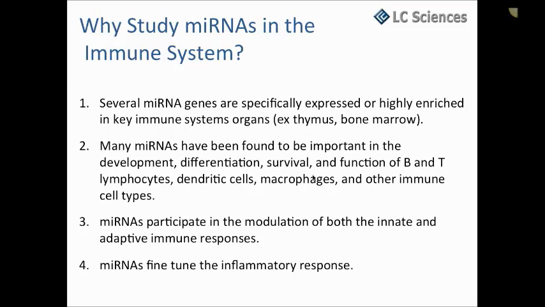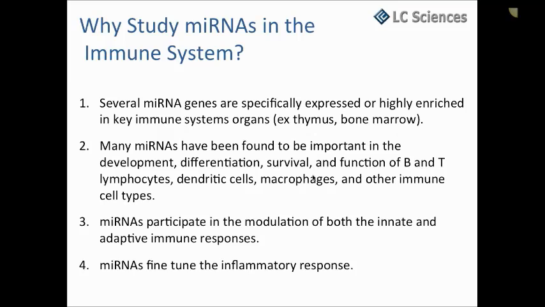So why would you study microRNAs in the immune system? There are, of course, a couple of reasons. First of all, microRNAs are tissue and developmental specific in their expression levels, and this is also the case for the immune system, for example in the thymus and the bone marrow. Many microRNAs have been found to be important in the differentiation, development, and so on of B and T cell lymphocytes, dendritic cells, macrophages, and other immune cell types. And the publications that we will briefly highlight will show you that too.